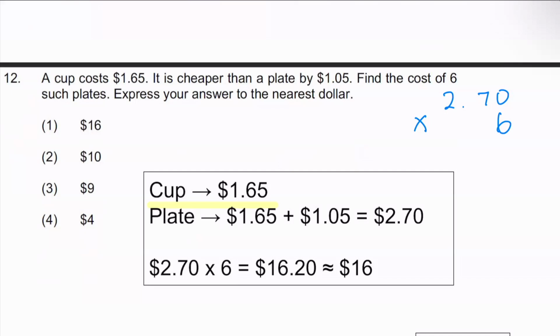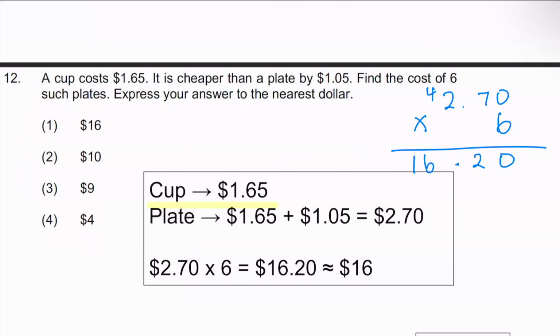So this is where some students might also get it wrong due to careless mistakes and calculation errors. 6 times 0 is 0. 7 times 6 is 42, right? 2 carry 4. 6 times 2 is 12. 12 plus 4 is 16.